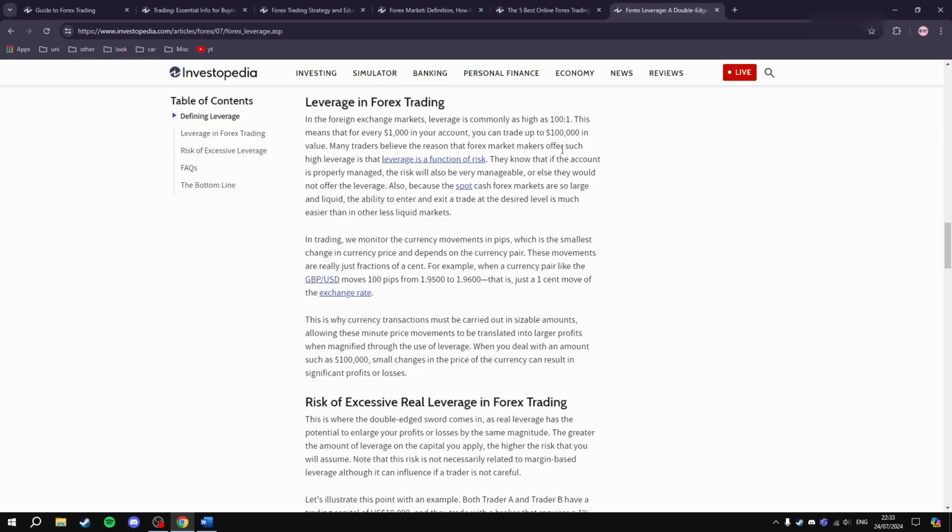In the foreign exchange markets, leverage is commonly as high as 100 to 1. This means that for every $1,000 in your account, you can trade up to $100,000 in value. Many traders believe the reason that forex market makers offer such high leverage is that leverage is a function of risk. They know that if the account is properly managed, the risk will also be very manageable, or else they will not offer the leverage. Also, because the spot cash forex market is so large and liquid, the ability to enter and exit trades at desired levels is much easier than in other less liquid markets.